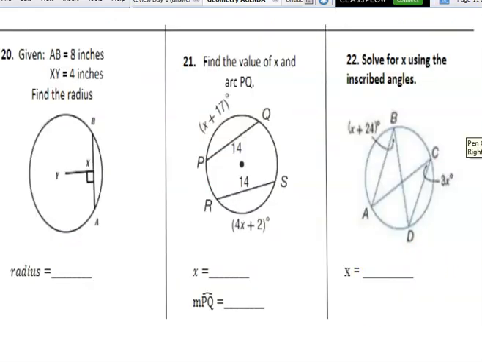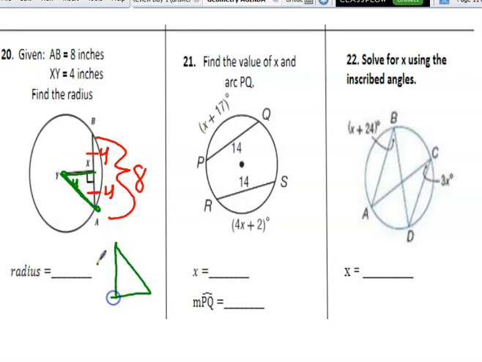All right, next one. We did ones very similar to this on your quiz. So 8 is the whole thing. So half of that is 4 for each one. It says that XY is 4. We need to know what the radius is. So again, Pythagorean theorem. We've got 4 and 4, and we want to know what the radius is. So 4 squared plus 4 squared equals c squared, and solve.